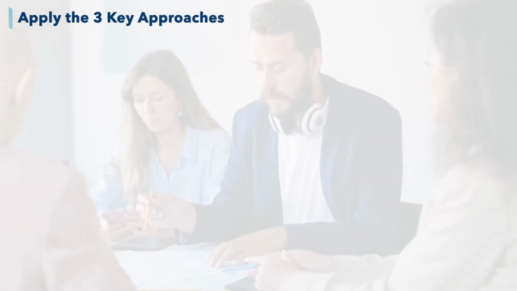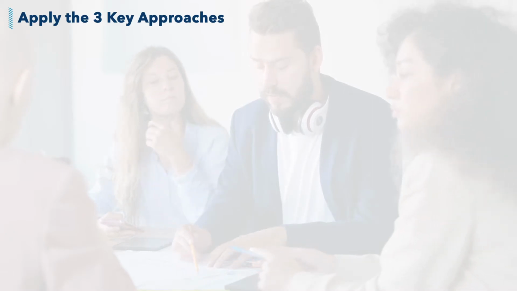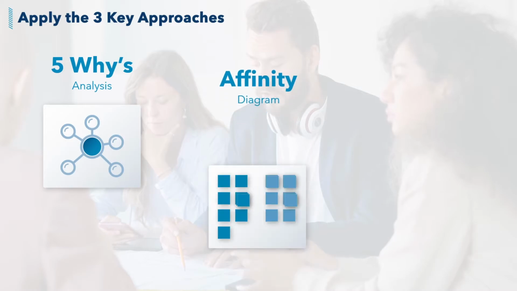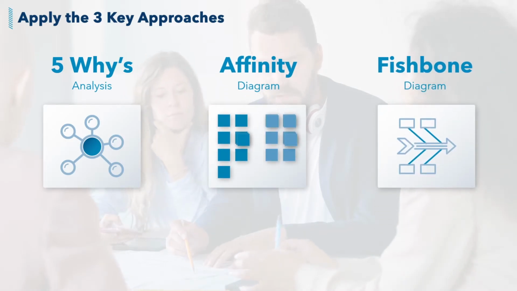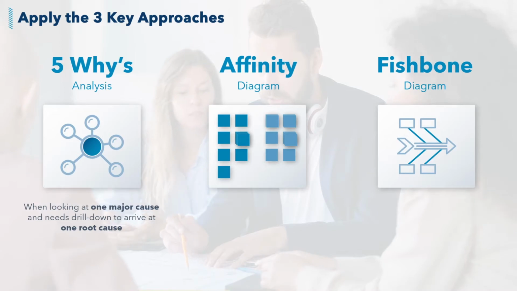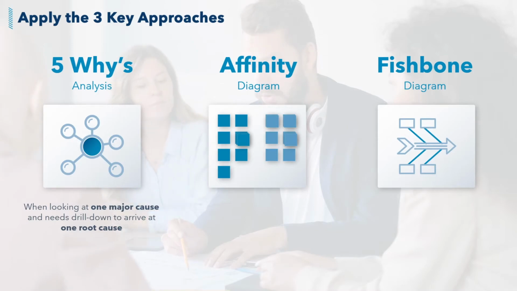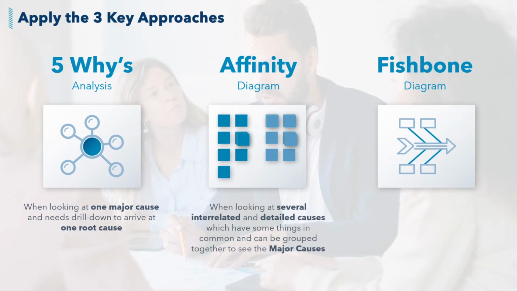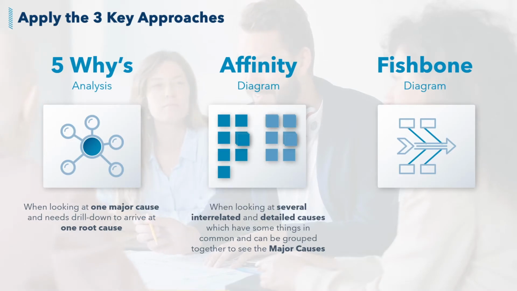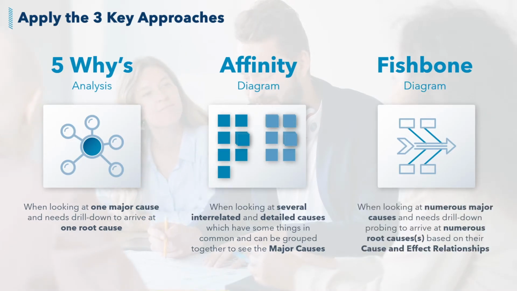As an overview, the following tools can be used to identify the real problem, including the 5 whys analysis, Affinity Diagram, and Fishbone Diagram. The 5 whys analysis can be applied when looking at one major cause that needs to be drilled down to arrive at one root cause. The Affinity Diagram can be applied when looking at several interrelated and detailed causes that have some things in common and can be grouped together as major causes. Lastly, the Fishbone Diagram can be applied when looking at numerous major causes that need to be drilled down to arrive at numerous root causes based on cause and effect relationships.